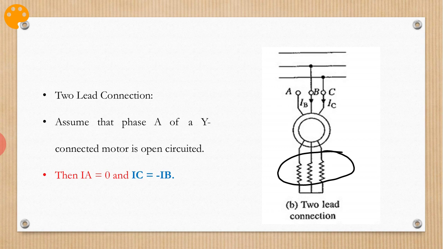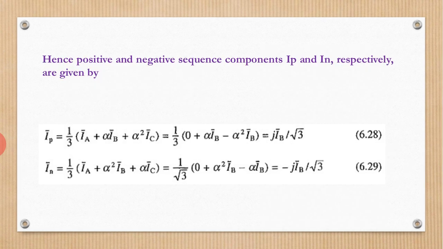IC is equal to minus IB. Because A is disconnected, the IB current is equal to... the IC current is equal to minus IB. So these are the positive and negative sequence components, IP and IN. Here the positive and negative sequence components are equal and opposite. If you look here, both the components are equal and opposite.